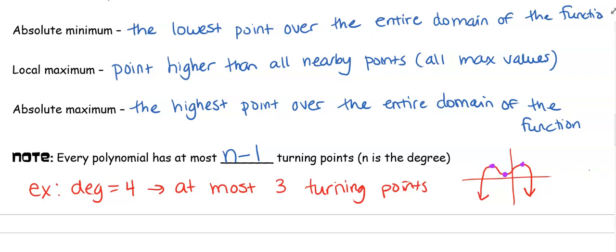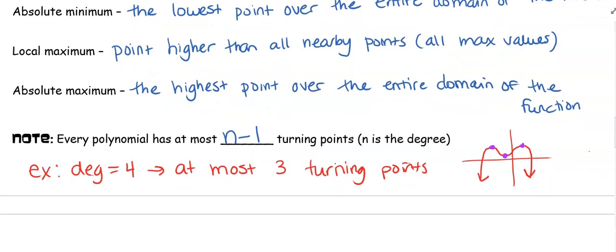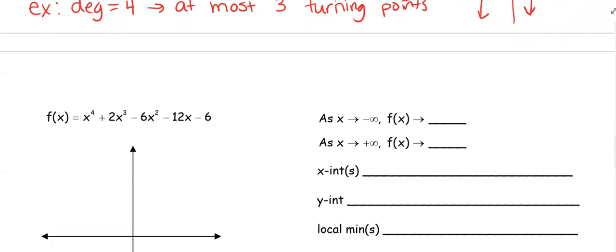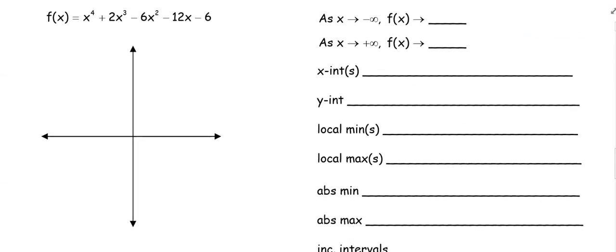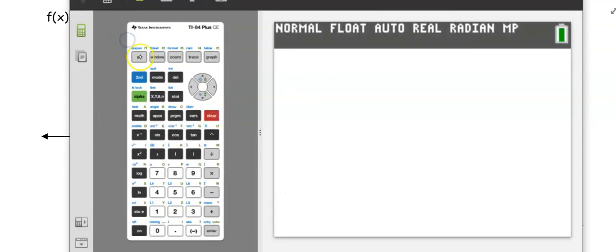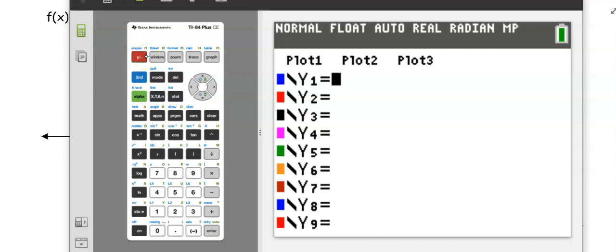Okay, so we're going to put all of this together on the next page with analyzing the graph. We're going to look at all these key aspects that we just talked about. So we have our equation x to the 4th plus 2x cubed minus 6x squared minus 12x minus 6. We need that calculator, so we have our y equals, we enter in our equation, x.